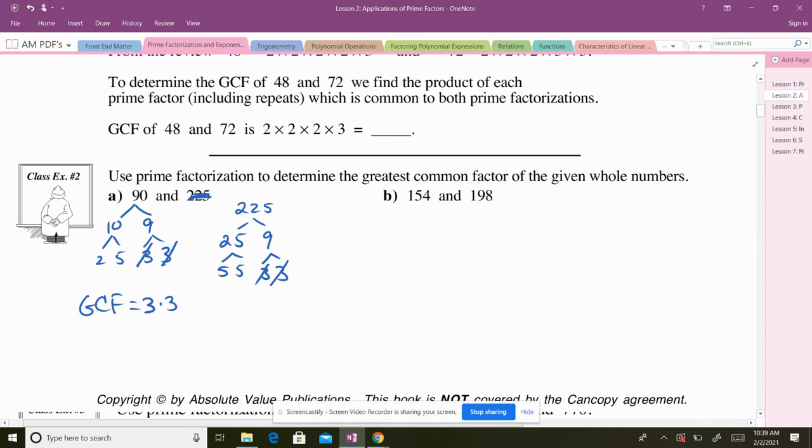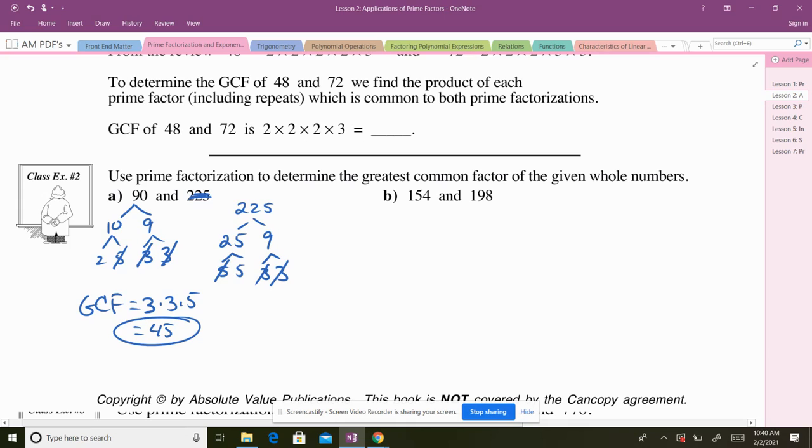What else? There's a 5 in the 90, and there's a 5 in that. Anything else that's in both? No. Now multiply those together. 3 times 3 is 9, times 5 is 45. Greatest common factor, 45. Okay, so you pull out all the prime factors that are in both, multiply them together, and that's your greatest common factor.